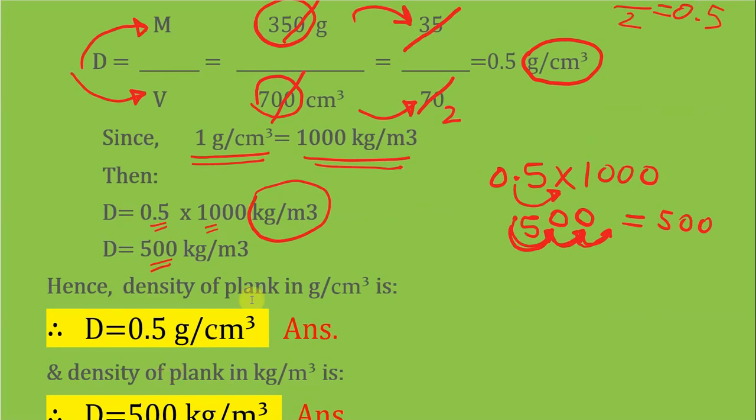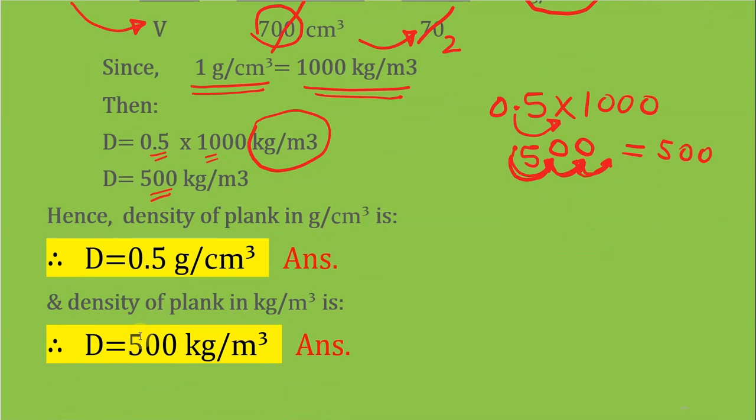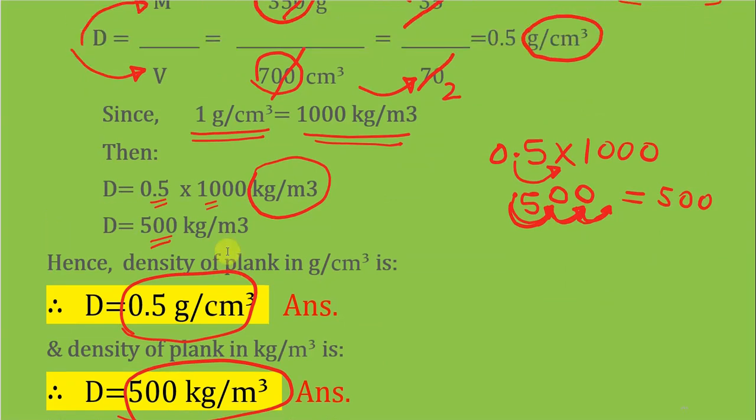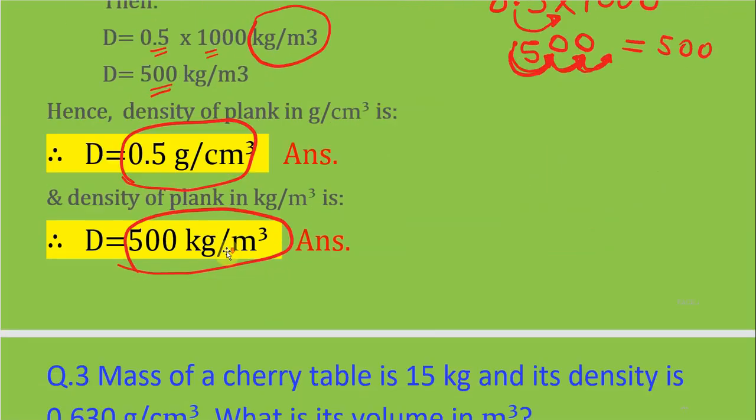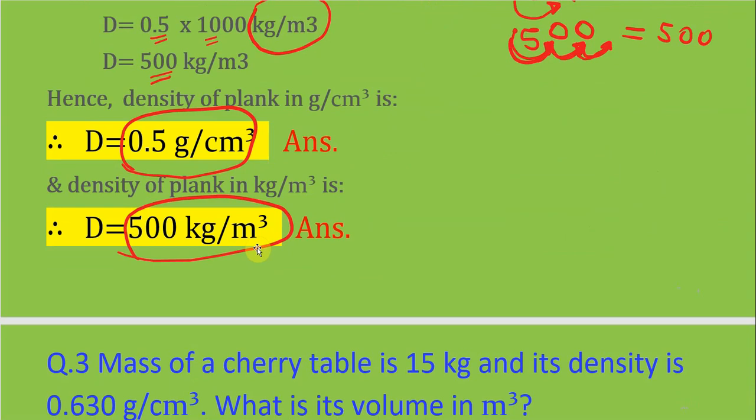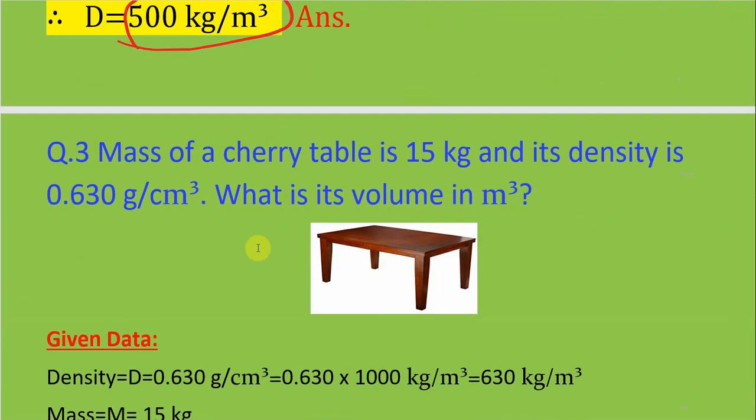Hence the density of plank is 0.5 gram per cubic centimeter and 500 kilogram per meter cube. I hope it is not very difficult and you can easily understand. Let's see the question number 3.